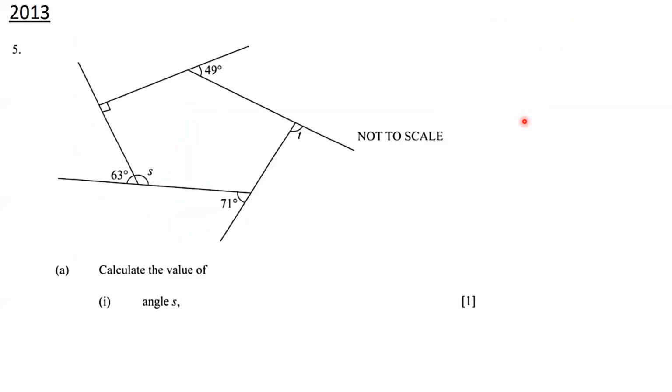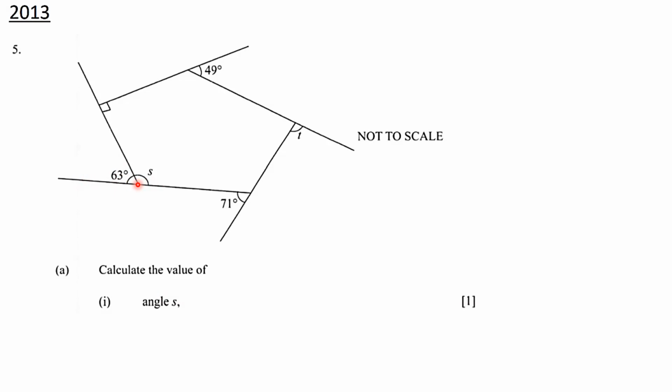Moving right along, let's consider this question. It says, calculate the value of angle S. Angle S is right here. If you notice carefully, angle S is on a straight line along with 63. Both the angle that measures 63 degrees and angle S are at the same common point, denoted in red.